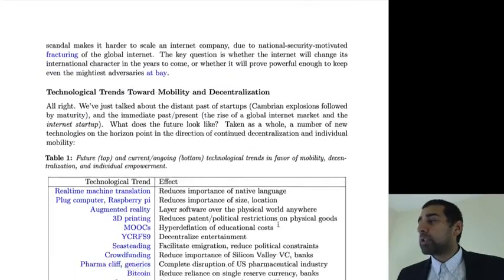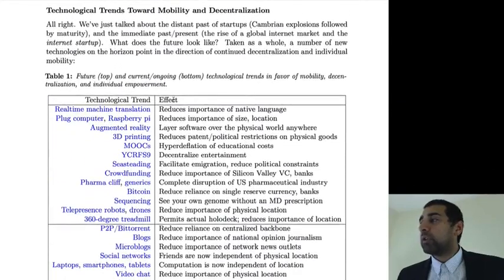What we'll do next is we're going to talk about the future of internet startups. What are the technological trends that we're interested in for this class specifically? And one of the foci is going to be the concept of mobile and decentralization. So let's talk about that next.